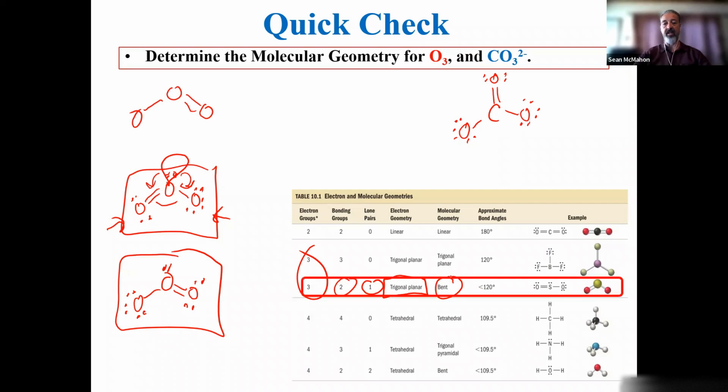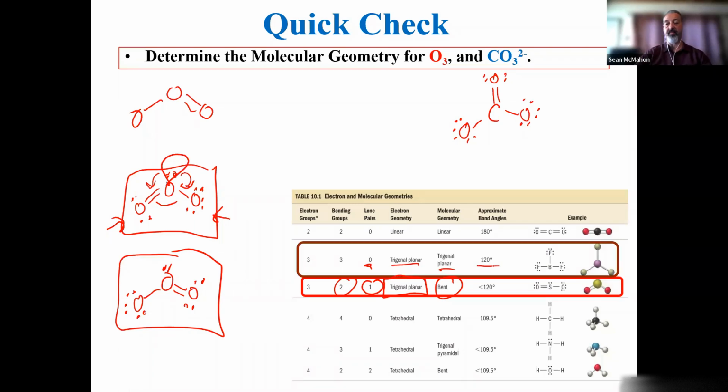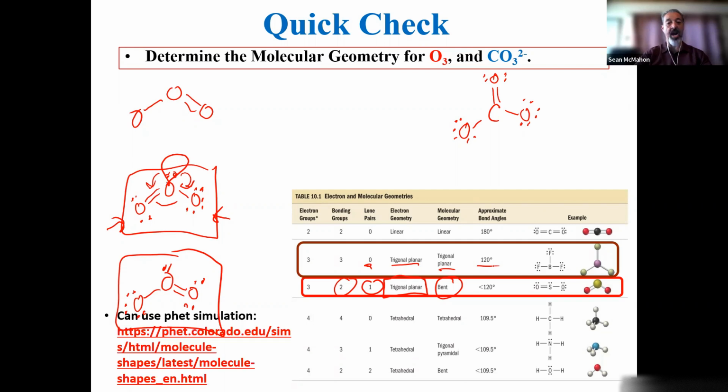The carbonate, right? It also has three electron groups, but in this case, they're all three atoms. So there are no lone pairs. So the electron group geometry and molecular geometry are the same because the central atom has no lone pairs and there's no distortion and it's 120 degrees. And again, for practice, you can use a PhET simulation or just draw your Lewis structures.